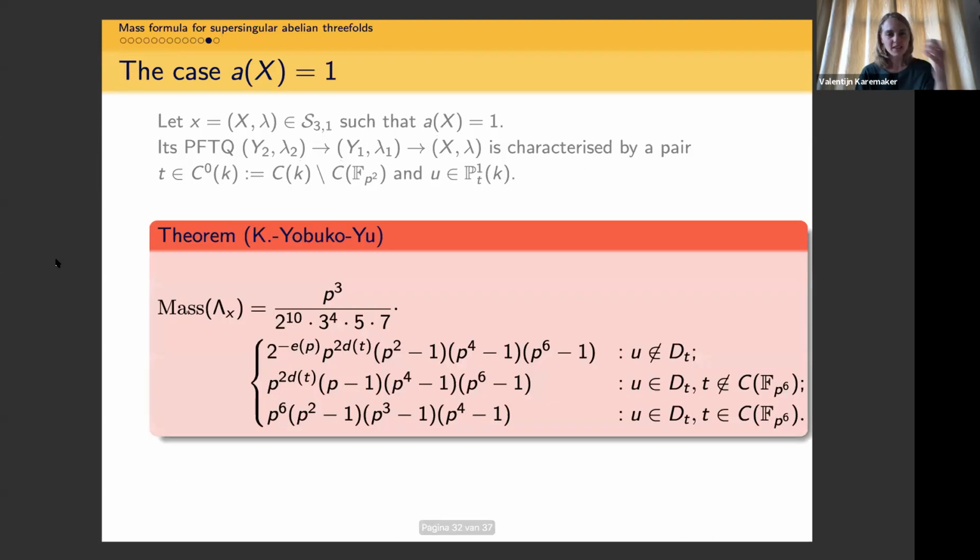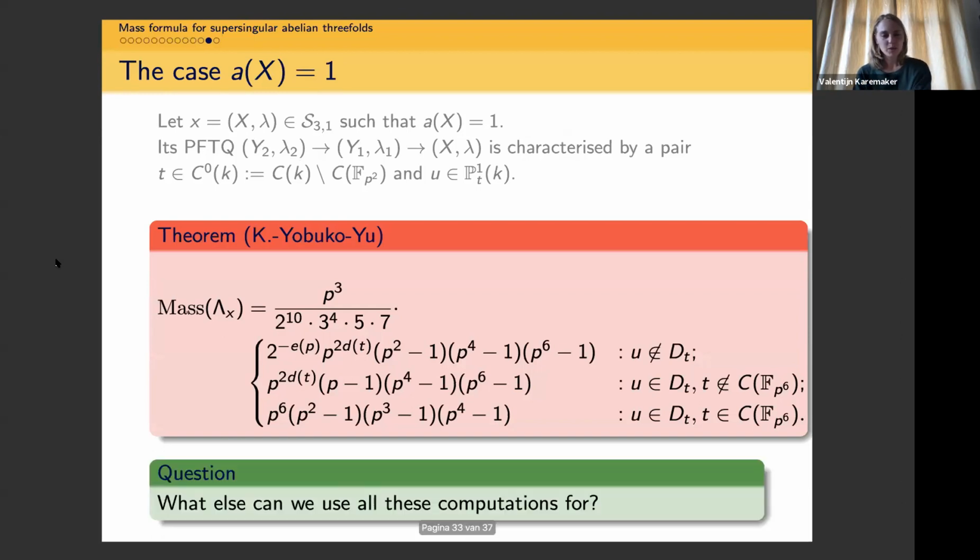So this is the theorem that we then obtain, that if you have an X with a number 1, then its mass is one of three things depending on where U lives and depending on where T lives. Okay. So now we're happy because we know for each supersingular abelian threefold what its mass is. But just to end, there's one more question you can ask, whether there's something else that we can use these computations for. So that will be my last slide.